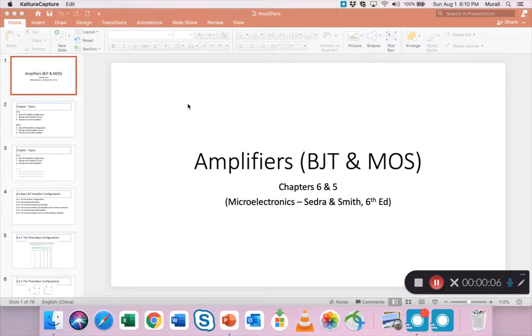We are in week 4 and this week we'll get an introduction to amplifiers, both the BJT and the MOS version. So this is from chapters that we have already studied, chapters 5 and 6, 5 for MOS and 6 for BJT. But in those chapters I had skipped the second part, the later half, but we had covered the first parts.